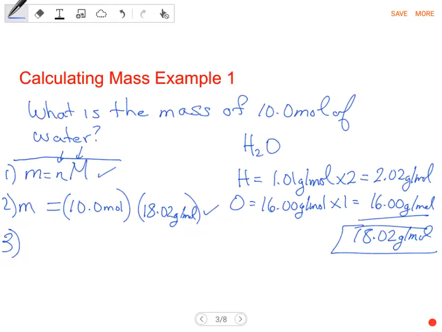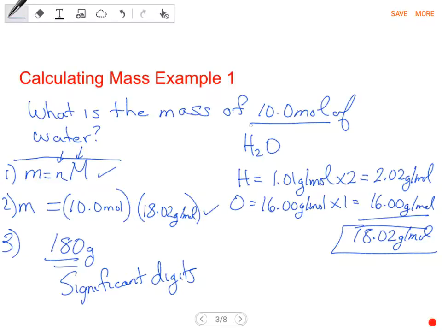solution. The answer you're going to get is 180 grams. Now, in accordance with significant digits, this answer is correct because you can see in our question, the lowest number of significant digits we have is 3. This means that our answer must also have 3 significant digits, which it does. Again, focus more on the content here right now. Don't make a big deal about significant digits at this point in time.